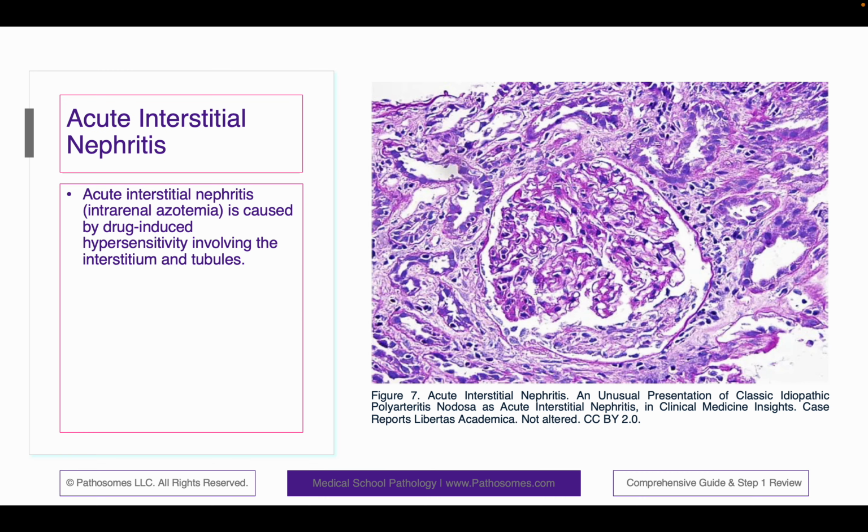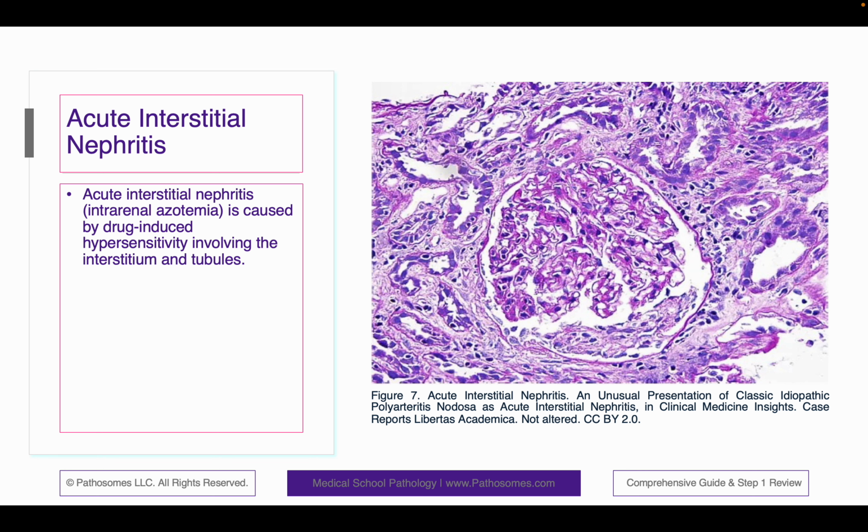Now, acute interstitial nephritis. What is that exactly? Well, acute interstitial nephritis, aka intrarenal azotemia, is caused by drug-induced hypersensitivity involving the interstitium and tubules, or I should say can be caused by. For example, to the right here, we have an H&E image. Can you recognize where this is from?